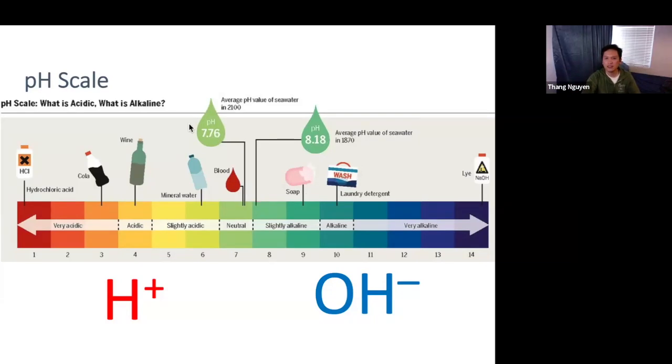And there's two figures here that say ocean water. It used to be more basic, it turns out. In 1870, it was 8.18, and it's projected in 2100 to be much more acidic at 7.76. This acidification of the ocean is because of the pollution that we put into the atmosphere from burning fossil fuels. CO2, when it's in the atmosphere, can be incorporated into the ocean, making it into carbonic acid, making the ocean more acidic.